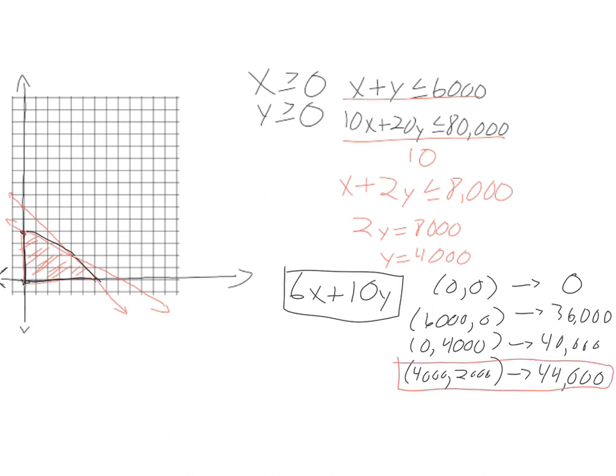Now what this means is that we are able to send 4,000 medical kits and 2,000 water containers, and if we were to do that, we would be within the weight limit of the plane and within the volume capacity of the plane, and we will be able to aid 44,000 people. And that is what will maximize the number of people that we can aid.